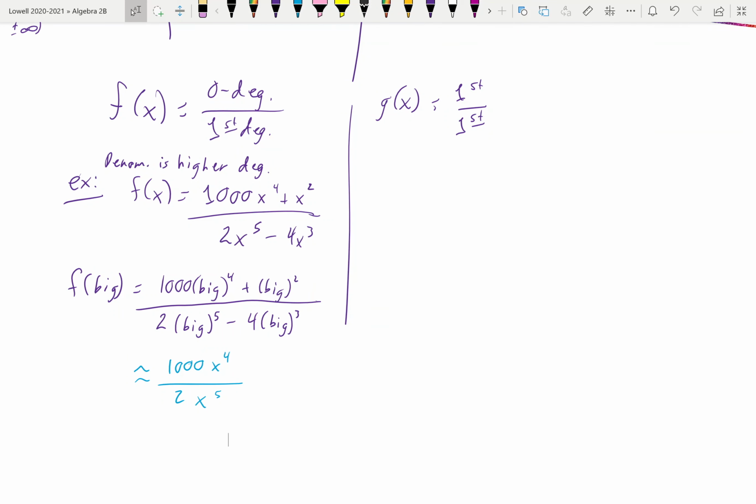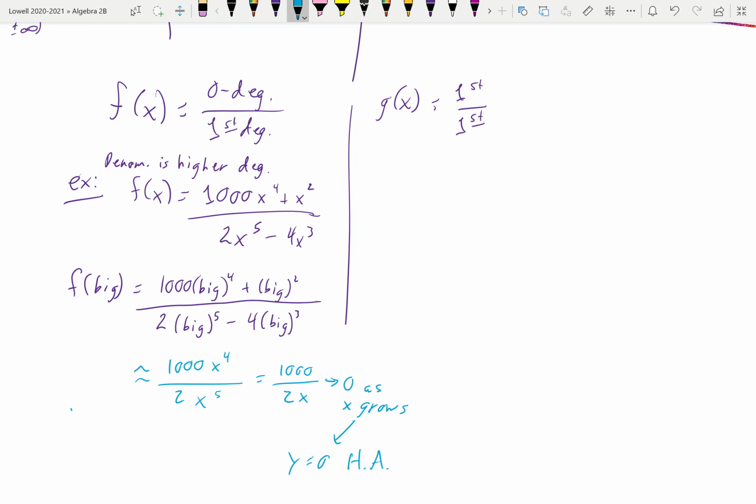Now we can simplify our function. The simplified version is equal to 1,000 over 2x. And of course, as x gets really big, that gets closer to 0. So if the denominator is a higher degree, this line of reasoning will get you to y equals 0 every time. So y equals 0 is our horizontal asymptote.